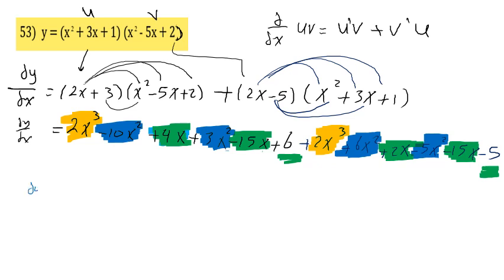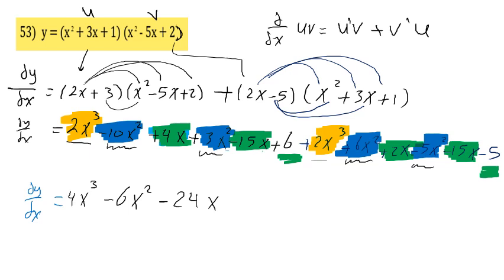So again dy by dx is equal to 2x to the power 3 plus 2x to the power 3 is 4x to the power of 3. Negative 10, positive 3 is negative 7, negative 7 plus 6 is negative 1, negative 5 is negative 6x squared. Then 4 and negative 15 is negative 15 and negative 15 is negative 30. Negative 30 minus 6 is negative 24x, and positive 6 and negative 5 is positive 1.